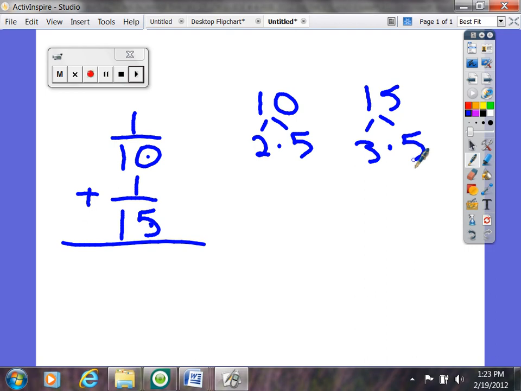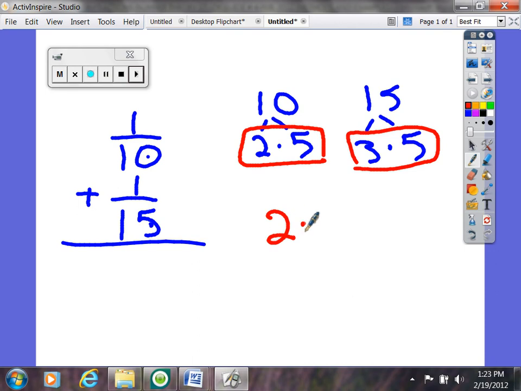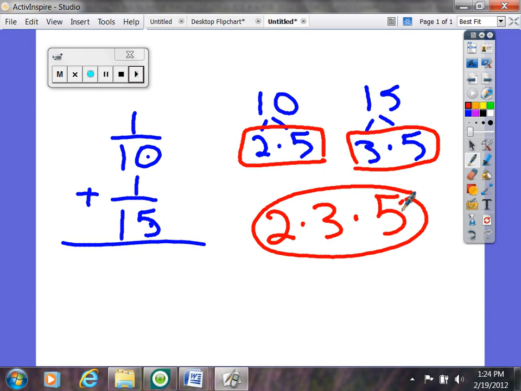All right, so what is the greatest number of each prime that I see in my list? Well, I see a 2. That's the most 2's I see in either list. I see a 3. That's the most 3's I see in either list. And I see a 5. 5 is in both lists, but the most I see in either is one of them. 2 times 3 times 5 is 60. 30, sorry. It's 30, and that is your number that you want to use.